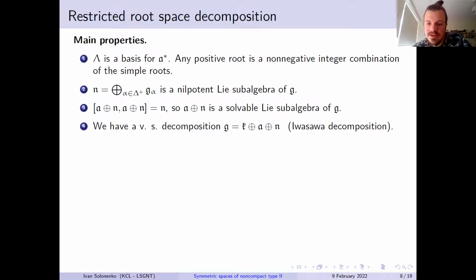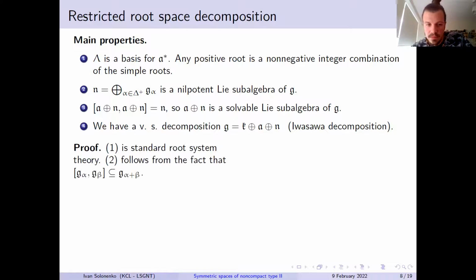And finally, you have this Iwasawa decomposition, and here's pretty much the last moment where I need to recap on last week's talk. It's that G as a vector space decomposes as K plus A plus N. Okay, for the proof, one is just standard root system theory. Two follows from the fact that the Lie bracket of G alpha and G beta lies in G alpha plus beta, and the sum of two positive roots is positive. And 3 and 4 were discussed last time.